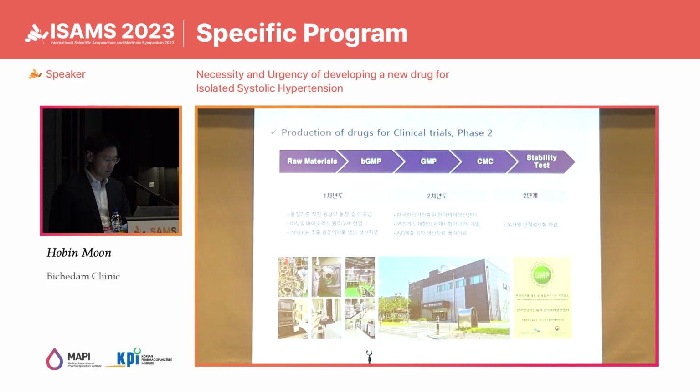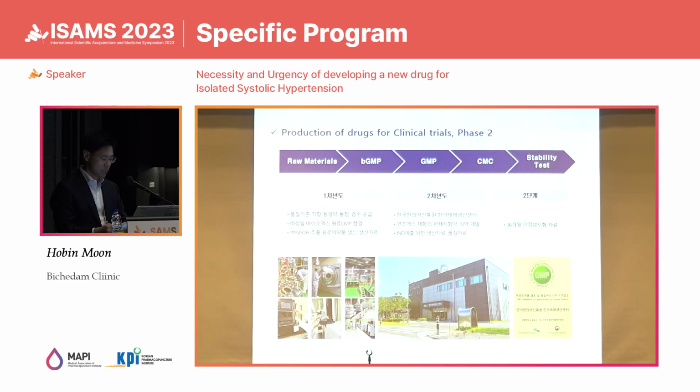The formulation of the test drug to be used in clinical trials is being prepared in the form of a soft extract. For this purpose, cooperation with BGMP is underway to supply raw drugs that meet quality standards and to extract them with a high concentration of ethanol.